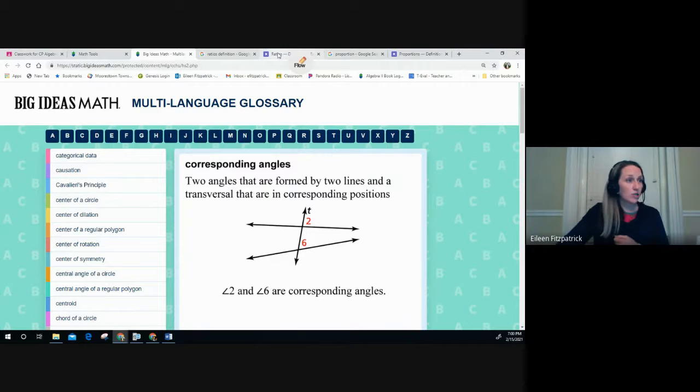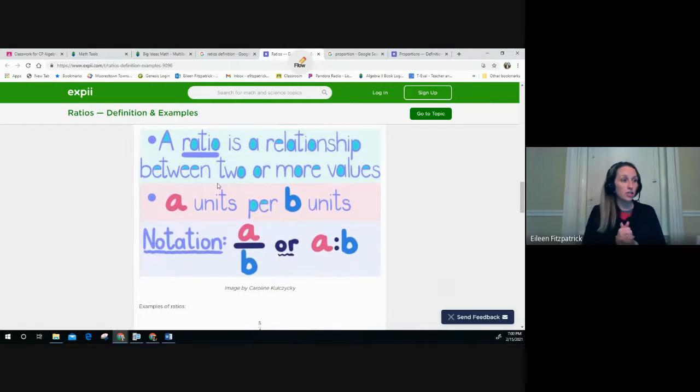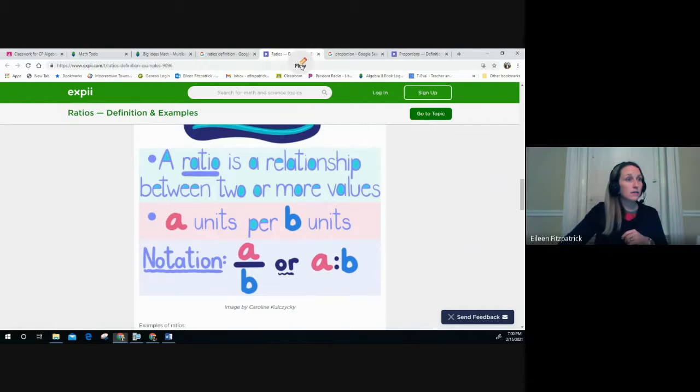The next word is ratios. For some reason, this is not part of your glossary, so I just went to the web and found a very basic math-related ratio definition. All right, a ratio is a relationship between 2 or more values. A units per B units, the notation A over B or A:B, or we use the word to, T-O. That wasn't listed here, but you could also write it as A to B. Okay, so again, if I'm going too quickly, pause the video, finish writing your vocabulary.